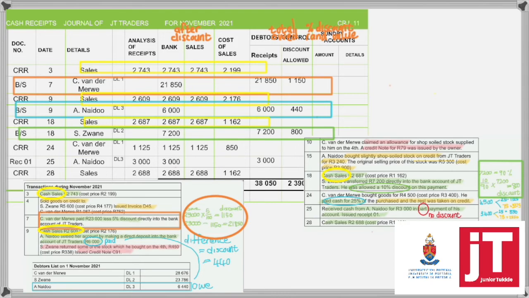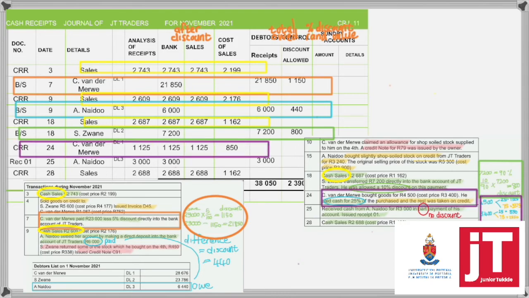Then Van der Merwe, there were two parts to this transaction, the 25-75 split between cash and credit. So we record the 25% cash sale here. So cash register roll to see Van der Merwe, 1,125 rand goes into analysis, bank and sales, and then we split the cost of sales as 25-75 as well, and we get 850 for the costs of sales here.